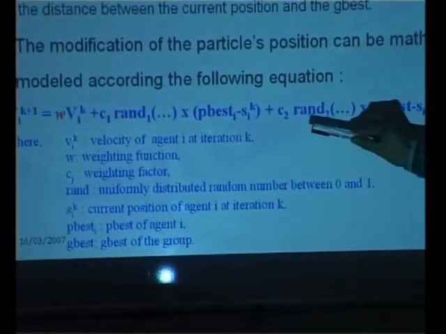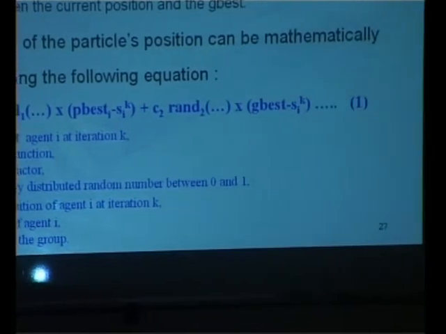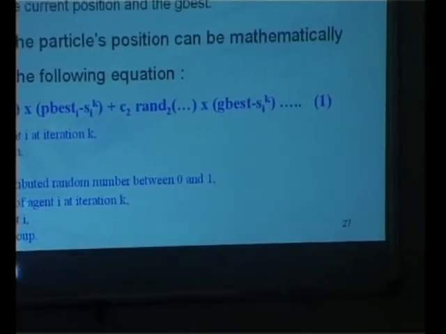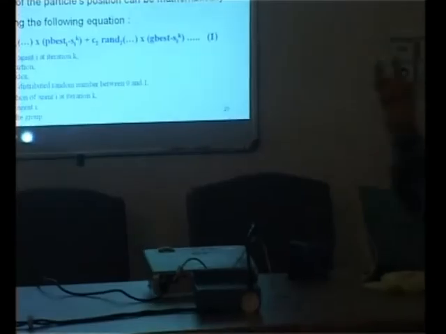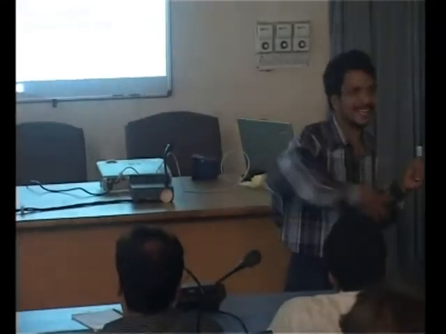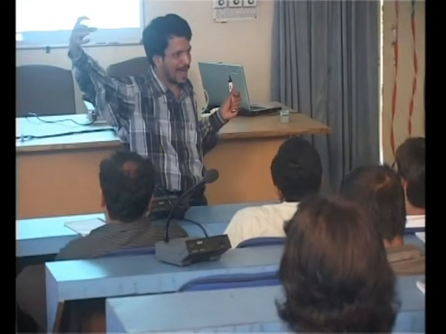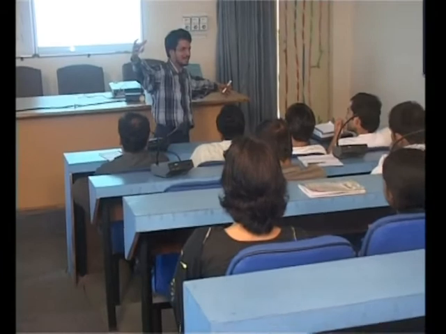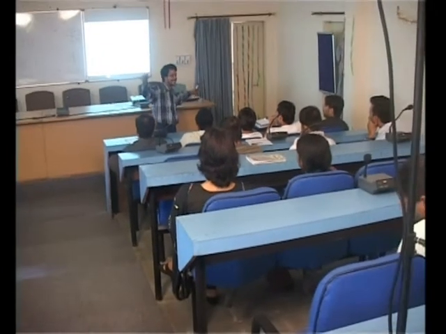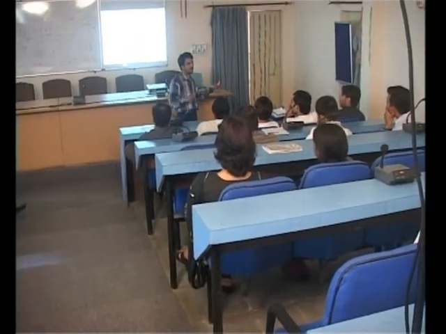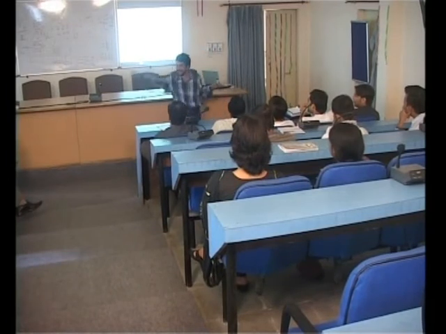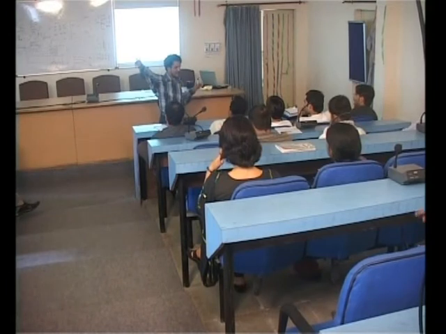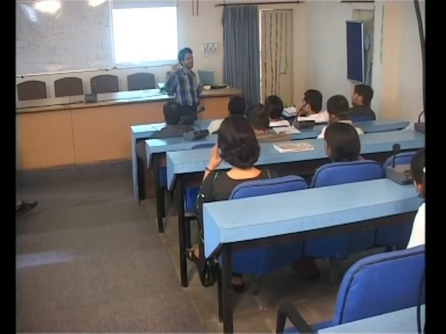The second part, C2 into rand 2 into G best minus Xik. So global best minus present position. So what does it give? The global best now acts like an attractor. The global one means it is the best till now. It will try to attract the other particles, because it is estimating the distance from the present position of the particle. In one iteration, one is global. What is the global best till now? And where are you at present?